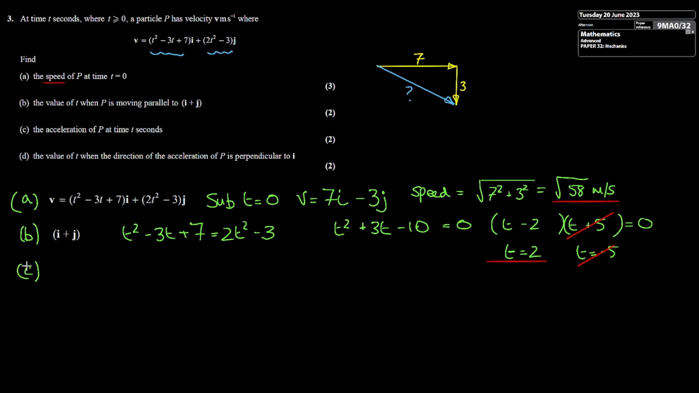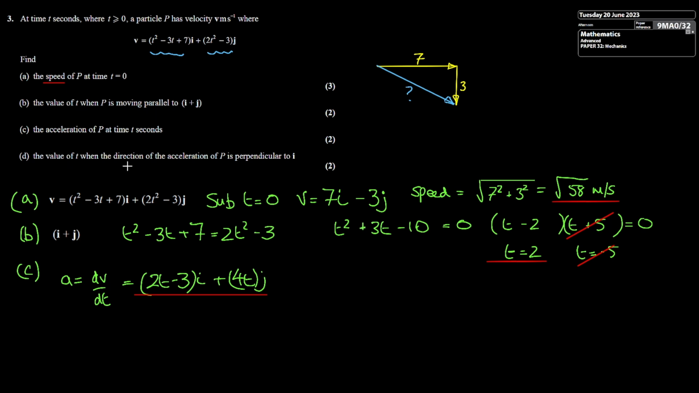So in part C, the fun starts because they're asking us to find the acceleration equation from the velocity equation. Now, the acceleration is the rate of change of velocity. So if I differentiate this with respect to t, I will get the acceleration. So a is equal to dv/dt, which is equal to, let's do each term separately, 2t minus 3, and that's the i component of the acceleration, plus differentiating this, 4t, and that's the j component. And that's all they want for part C.